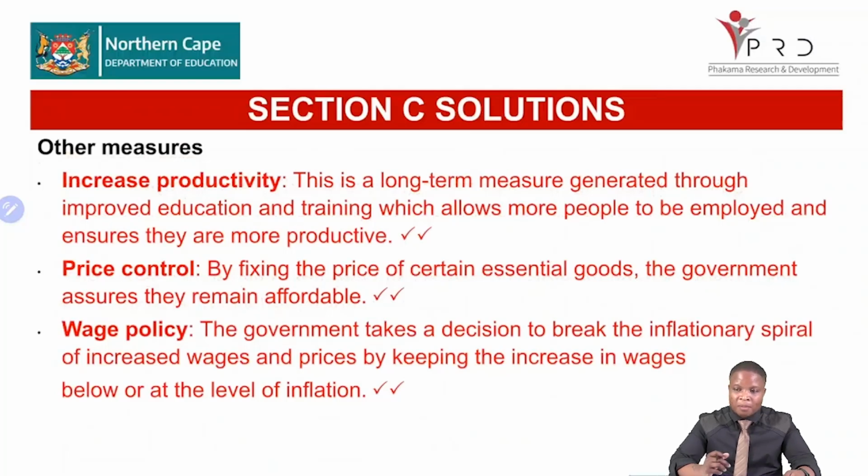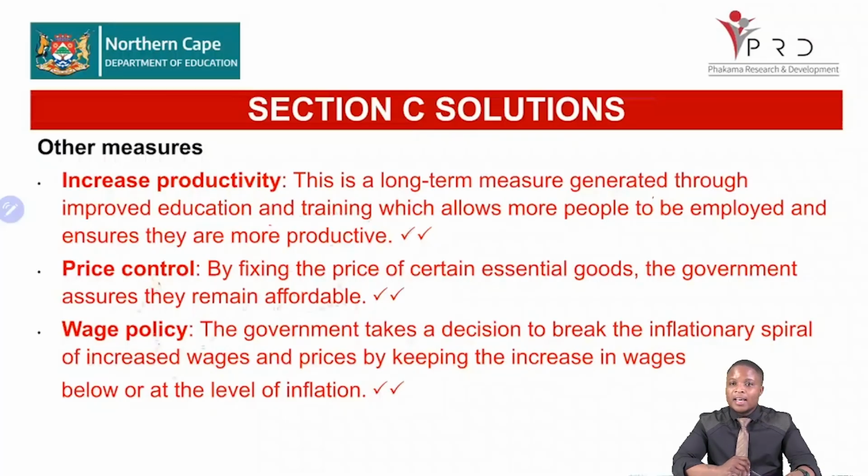And then we have other measures. So we have fiscal measures, monetary measures, and other measures. Increased productivity. This is a long-term measure generated through improved education and training. So when people are more productive, they will be producing more. So when they produce more, supply is more, then prices can drop. Price control, by fixing the price of certain products so that they remain affordable.